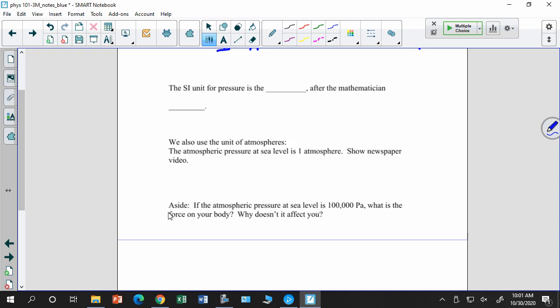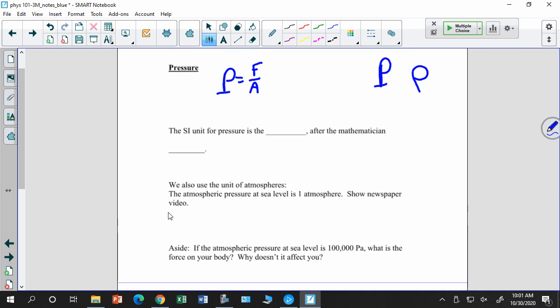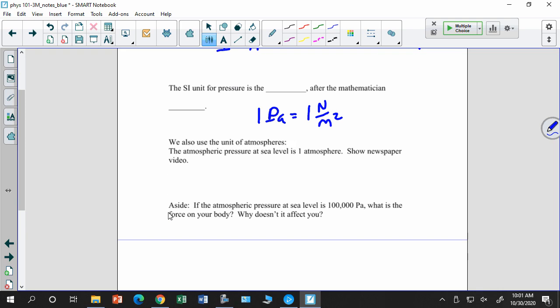For pressure, the unit is the Pascal, and 1 Pascal is equal to 1 Newton per square meter. So that is pressure. We also use the unit of atmospheres. The atmospheric pressure at sea level is 1 atmosphere, and 1 atmosphere is equivalent to about 100,000 newtons per square meter. So within an area of 1 square meter, like the tiles on the floor, there is a force of 100,000 newtons. Because you have this column of gas, you see the column of gas?